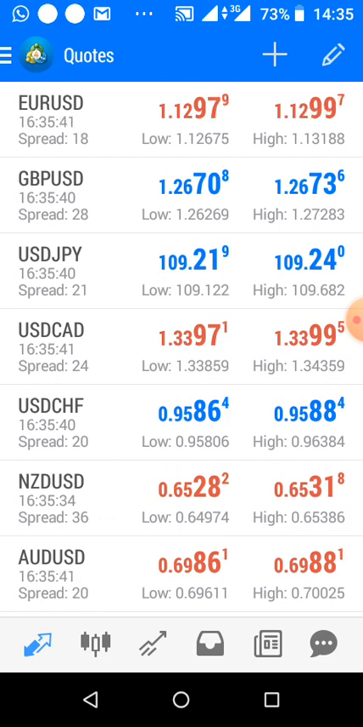Now you can see they are quoted in pairs, and as they are quoted in pairs, it has significance. You have two currencies in any particular quote, like the first one there, EURUSD. The first in that quote is called the base currency or the quote currency, while the second is called the counter currency.